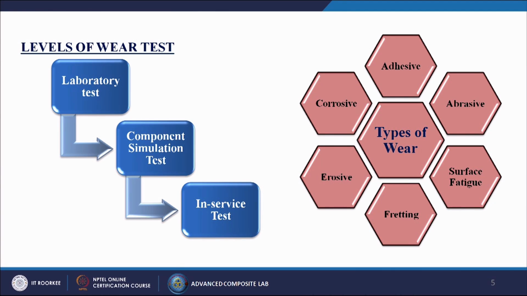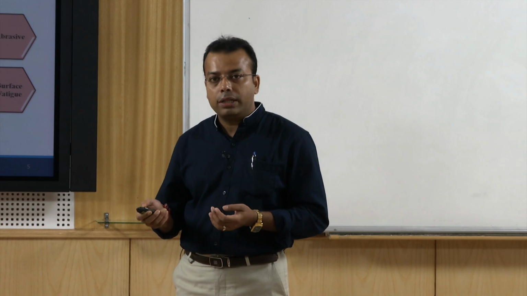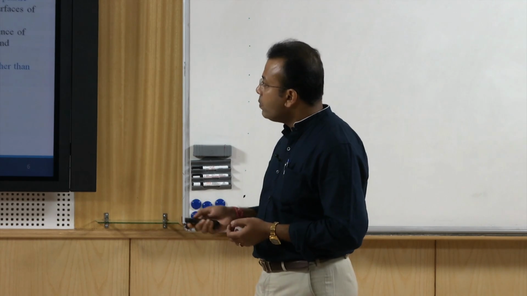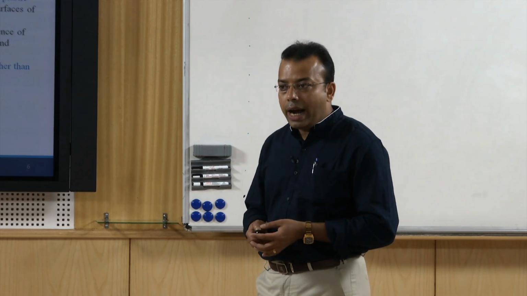And the right hand side gives you the total 6 types of wears generally we can see in our day to day life. First one is called the corrosive wear, then adhesive wear, abrasive wear, surface fatigue, fretting, and last one is the erosive wear. In the next subsequent slides we will discuss all the wear one by one. So, first we will start with the adhesive wear.